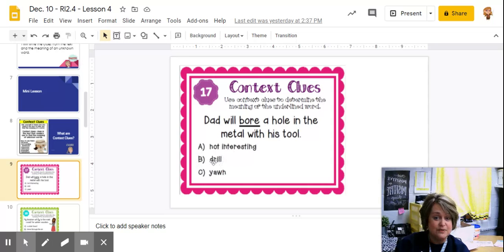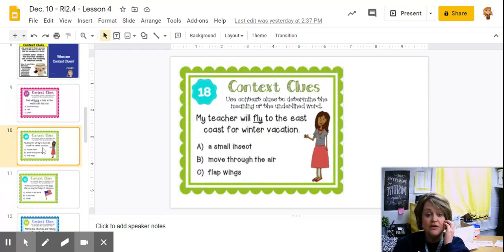Now, what I'm going to do is take drill and stick it right in that sentence in place of the word bore. So now it's going to say, Dad will drill a hole in the metal with his tool. Does that make sense? Yes. So today we're going to practice sticking our answer in place of the word to make sure that it makes sense. Here is another sentence.